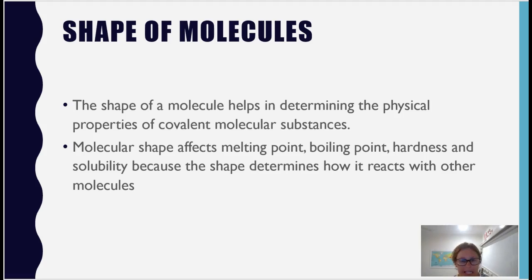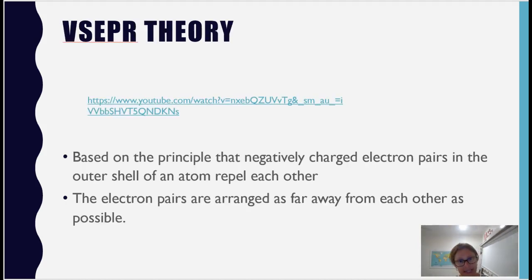So this leads us into the shape of our molecules. The shape of a molecule helps determine some of the physical properties of covalent substances, such as melting point, boiling point, hardness, solubility, and so forth, because the shape determines how it is going to react with other things. So how does this happen?